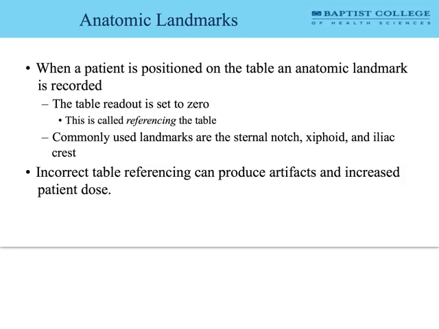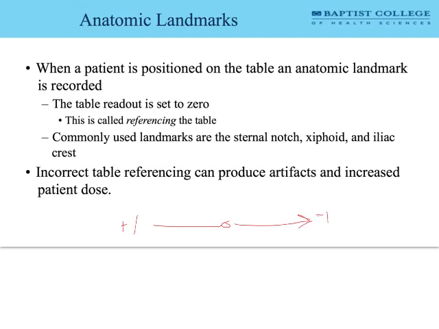So, anatomic landmarks. The table readout will be set to some point called 0, and you will determine where that point is. And typical anatomic landmarks are like the xiphoid notch, or the sternal notch, the iliac crest, and if you're setting up for a skull, external auditory meatus here. When you zero to that point, you will have a table range now from that point. So this point right there is 0. Everything south of it will be negative, and everything north of it will be positive.